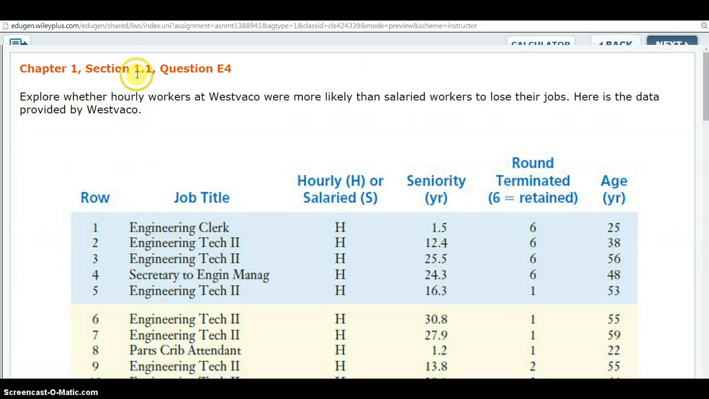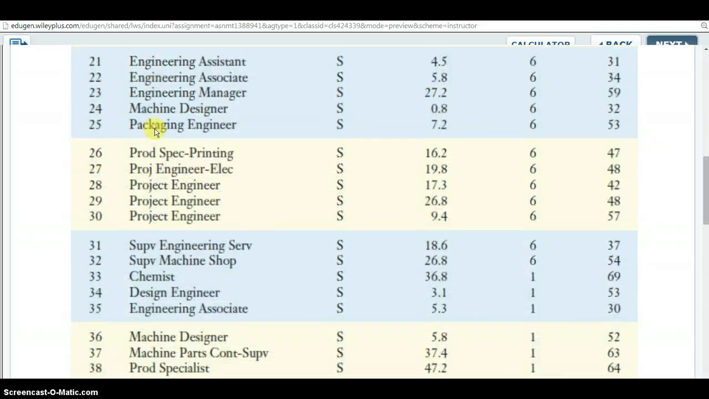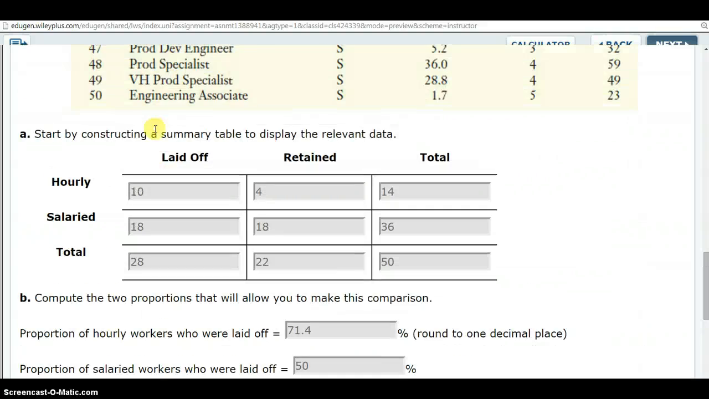Okay, for section 1.1, question E4, we're going into this question of whether or not there was age discrimination. One way to look at that is by creating one of these tables. Then we later on could use a chi-squared test to actually test whether or not this is significant. But even with a basic table, we can get a sense of if something unusual is going on.